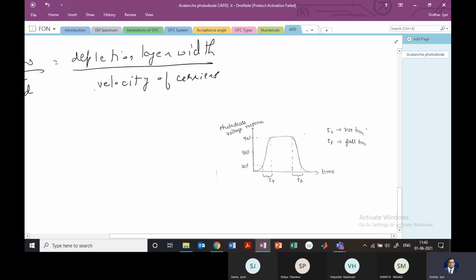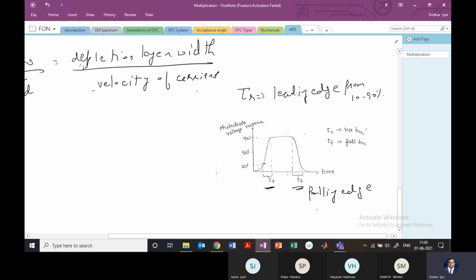So I'm sure you have done this in electronics. So here you have tau R, which is the rise time, this portion here, right? So this is the leading edge, going from 10 to 90%. And then you have tau F. This is the falling edge, and this will go from 90 to 10%. So one is the leading edge and the other is going to be the falling edge, right?